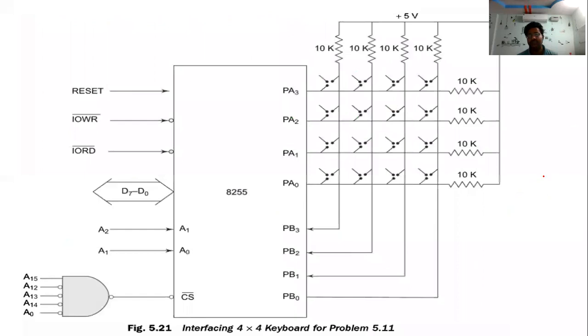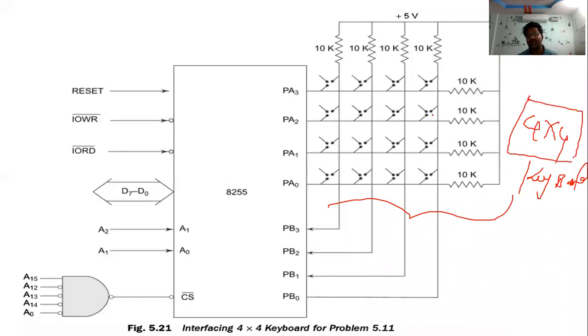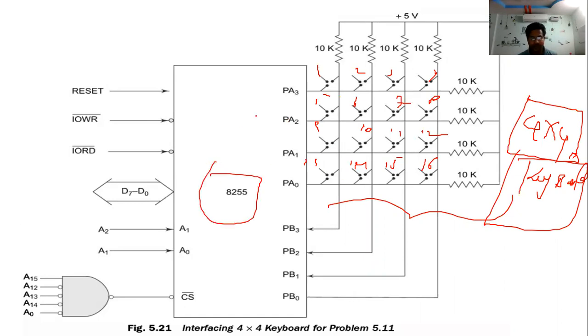This is a 4x4 keyboard. It is nothing but nearly 16 keys. Count this one: 1, 2, 3, 4, 5, 6, 7, 8, 9, 10, 11, 12, 13, 14, 15, then 16 keys. 4x4 keyboard means here 16 keys. Remember, for a 4x4 keyboard we are placing 16 keys for this 8255 PPI, based on the programming.